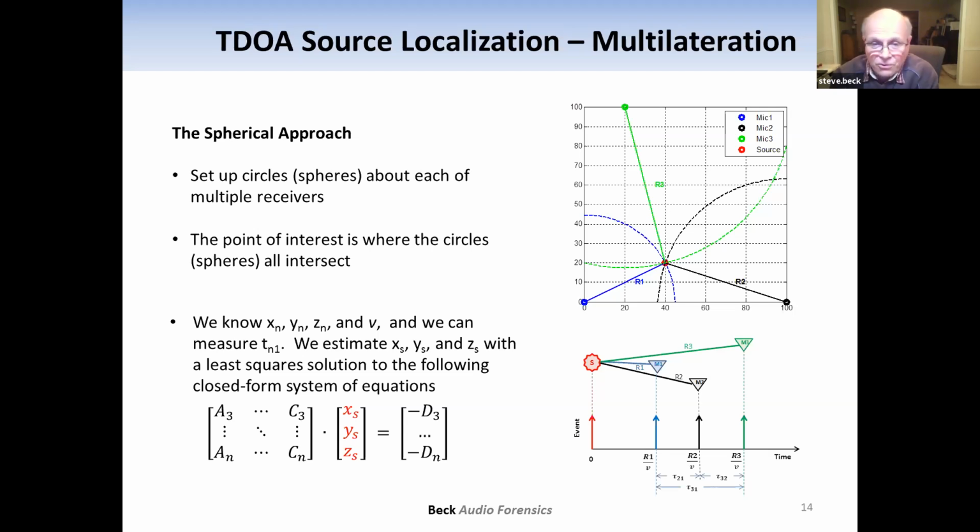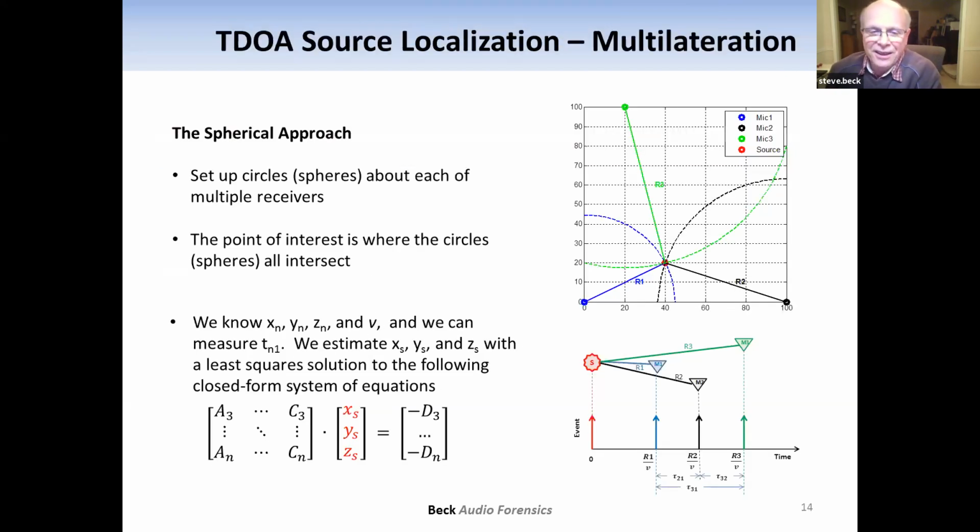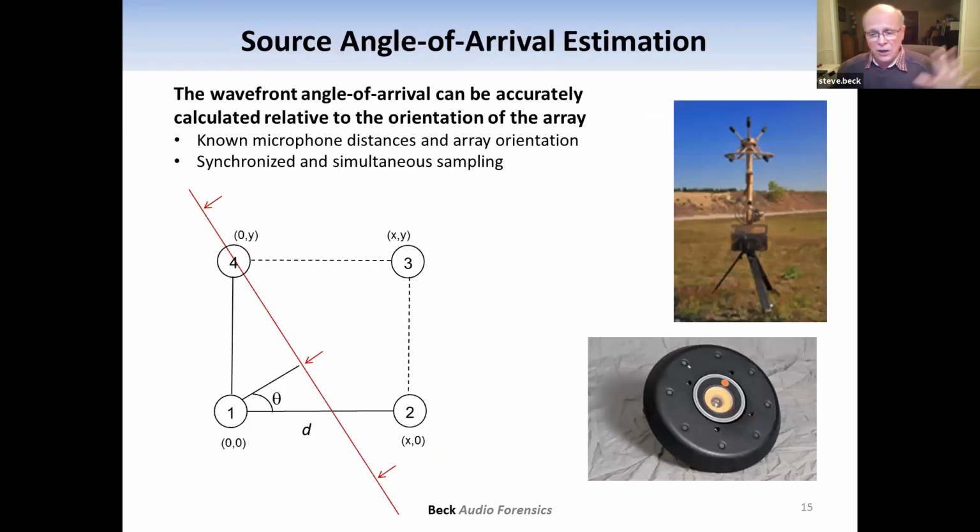So if anyone is really interested in a closed form solution, I think that book, the one by Donahoe, talks about it. It doesn't really give that solution. I actually did that at one point. It was a lot of work, but it can be done. So that's kind of how you locate a source from a distributed array.